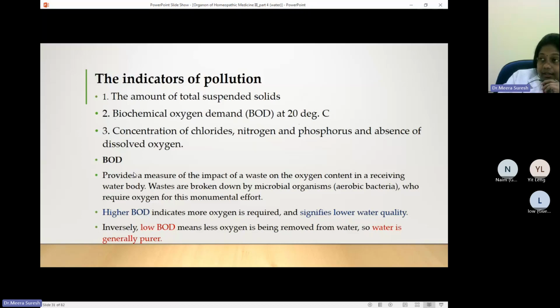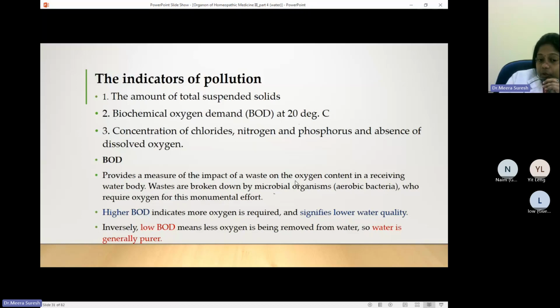So what does this mean? There is a big definition that is given. It provides a measure, the BOD, or biochemical oxygen demand, of the impact of waste on the oxygen content in the receiving water body. Wastes are broken down by microbial organisms who require oxygen for this monumental effort. What this sentence is saying is, in the water there will be some microbial organisms also, the aerobic bacteria, and they are very capable of removing the waste material.